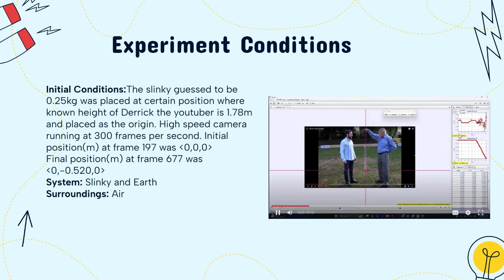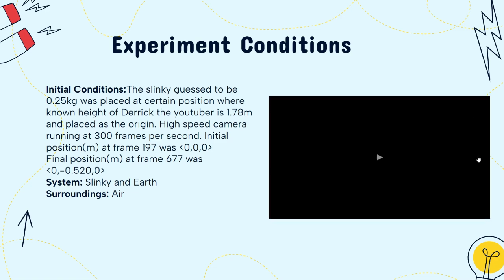This is the Tracker model, and as you can see here, there were a lot of frames to go through. And here we use the axis as 1.78 meters for the calibration stick, and just plotted a bunch of points.